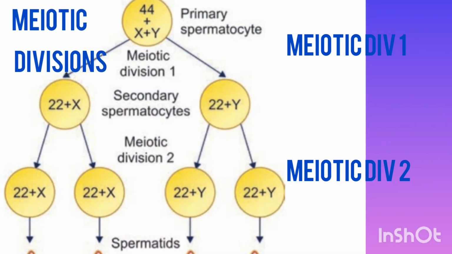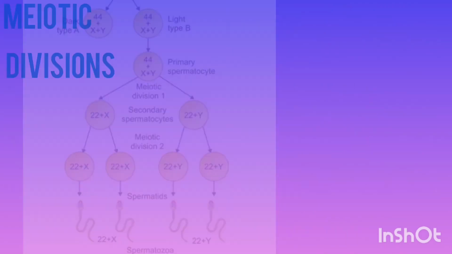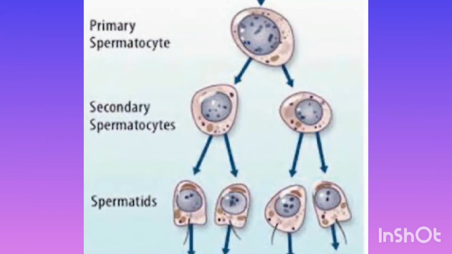The second step is the meiotic divisions, wherein the primary spermatocyte gives rise to 4 spermatids in a series of 2 meiotic divisions. That is, the primary spermatocytes give rise to haploid spermatids. Now make note that the first set of spermatocytes which are formed after the first meiotic division are called the secondary spermatocytes. The meiotic divisions take about 24 days to complete.